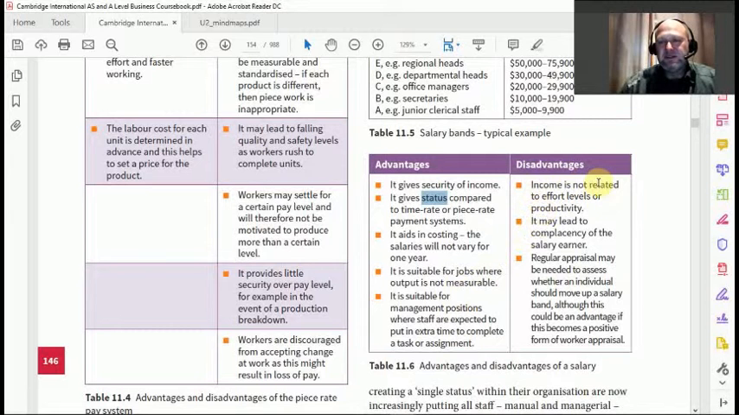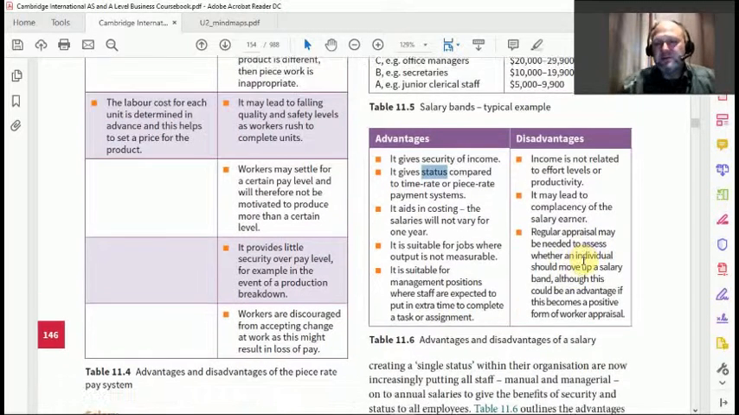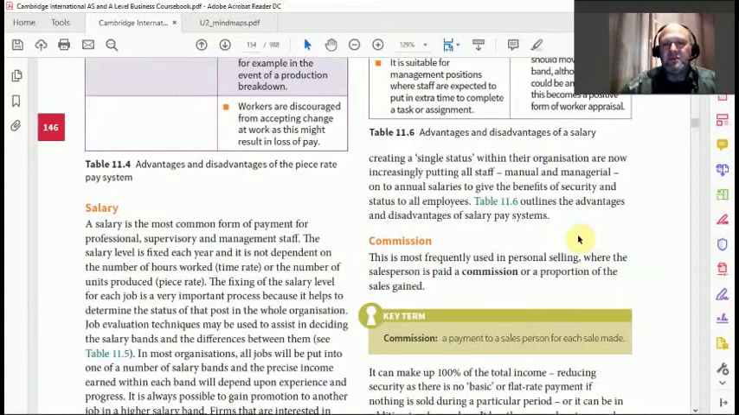Disadvantages: income is not relative to effort. So even if you do your job with half the effort, you still get paid. It may lead to complacency, and a regular appraisal might be needed to assess whether the individual should move up on the salary band, and that process tends to become quite laborious and long.